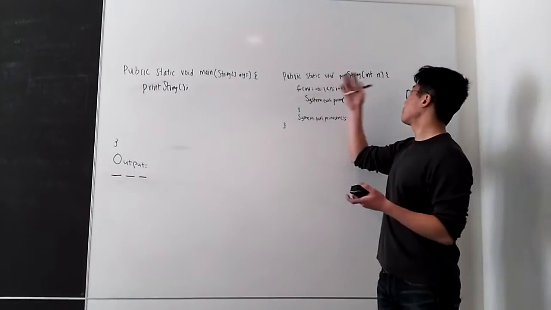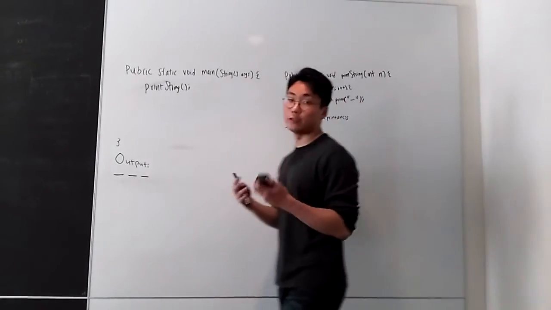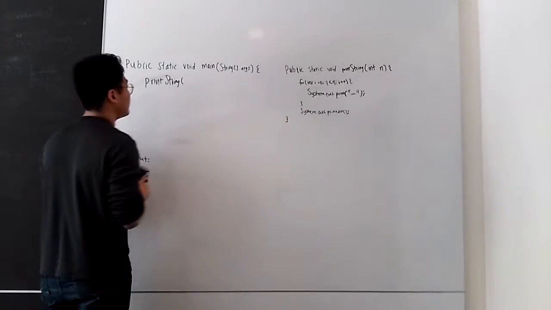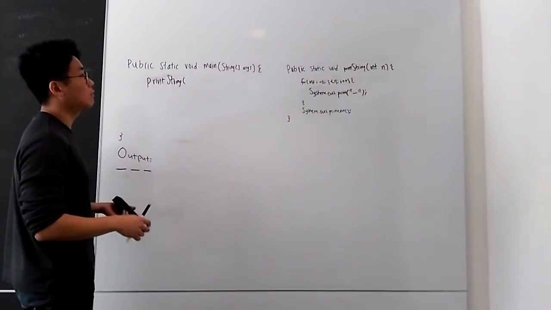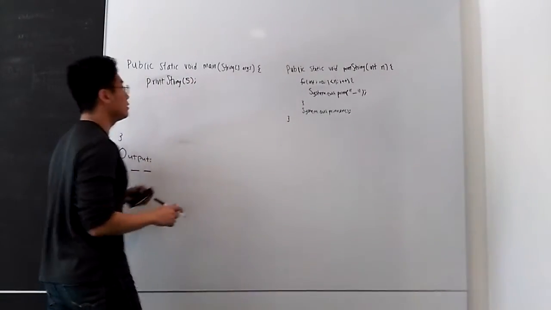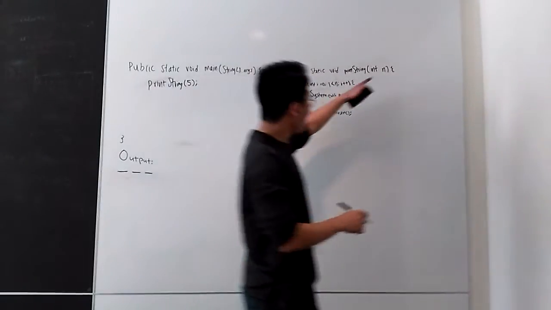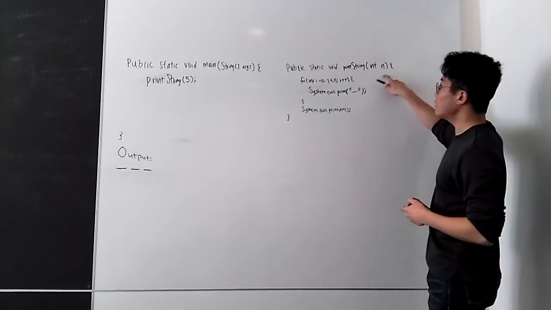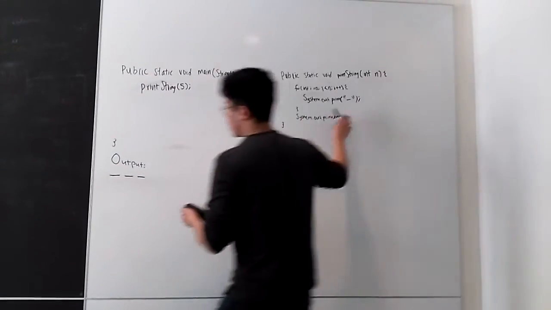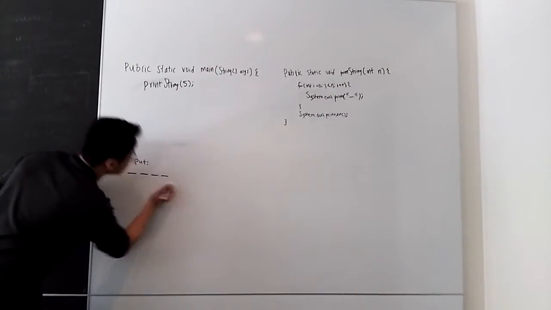Since my print string is receiving data, an integer in this case, I also need to pass in data, and let's say I want to print out 5 dashes. So print string, I'm going to pass in 5, and this 5 is going to become my n right here, and i is going to be less than n, or in this case 5, so it's going to print out dashes 5 times. All right.